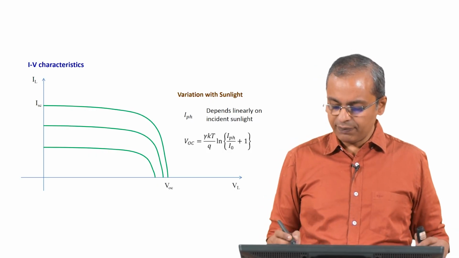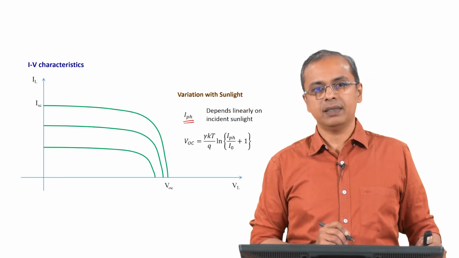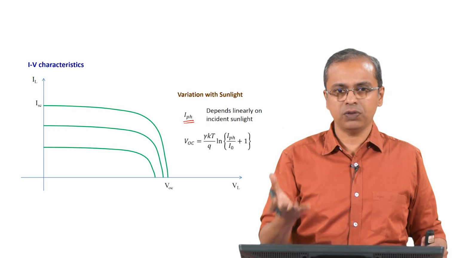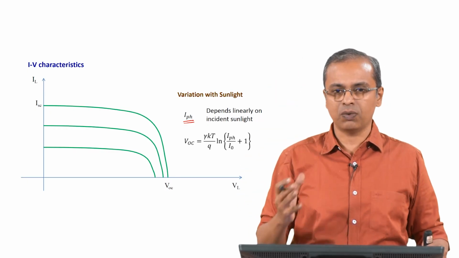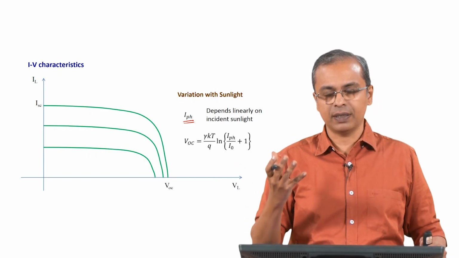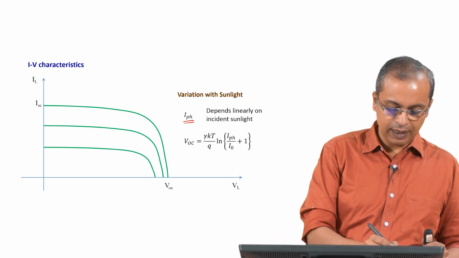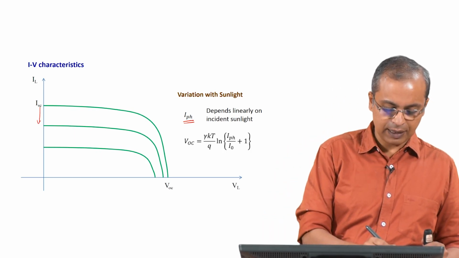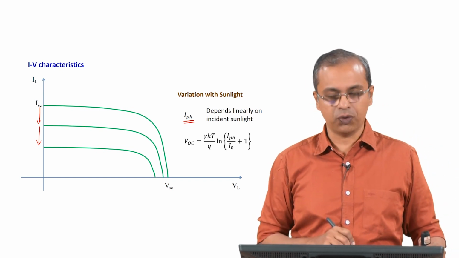So, when you look at that carefully, what we see is that the photocurrent depends pretty much on the sunlight, because that is the source of the current. If twice as much sunlight falls, you can expect twice as much current to come; it will depend linearly on the amount of sunlight that is coming. So, if you decrease the sunlight by some percentage, the amount of photocurrent will keep decreasing correspondingly.